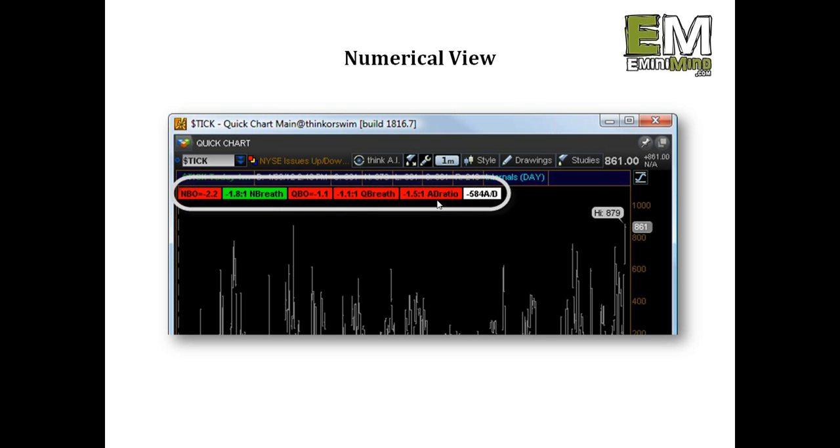And then next to that, I have the AD line, and then finally, I'm sorry, the AD ratio, and then the net number of advancers and decliners. So we'll get into the specifics on that next, but just to show you the two different ways to view those numbers. If you like having the chart on your screen, it makes it a little bit easier to see where you've been, where we have come from.